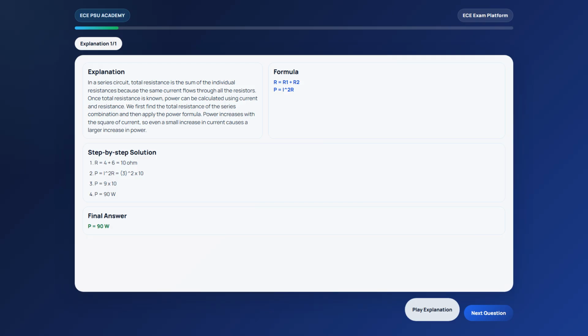Step 2. Use the power formula P equals I squared times R. Current I is 3 amperes, so I squared is 3 squared which is 9. Multiply by resistance R which is 10 ohms, 9 times 10. Step 3. Perform the multiplication. 9 multiplied by 10 equals 90. Step 4. The power dissipated is 90 watts. So, P equals 90 W. Final answer, the power dissipated in the circuit is 90 watts.